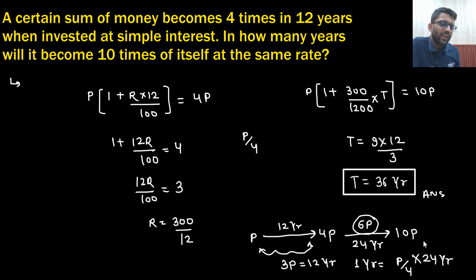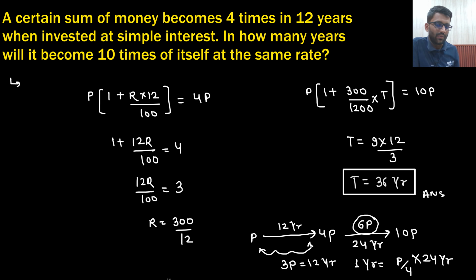From P to 10P you need to go. That means you need 9P. In 1 year you are taking P by 4, and you need 9P. That means you would need 36 years. That's it. 36 into P by 4 will give me 9P. So 36 is the answer.